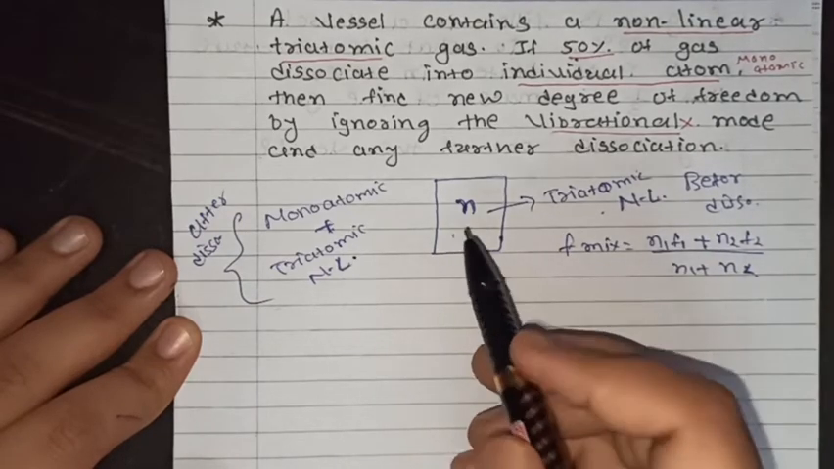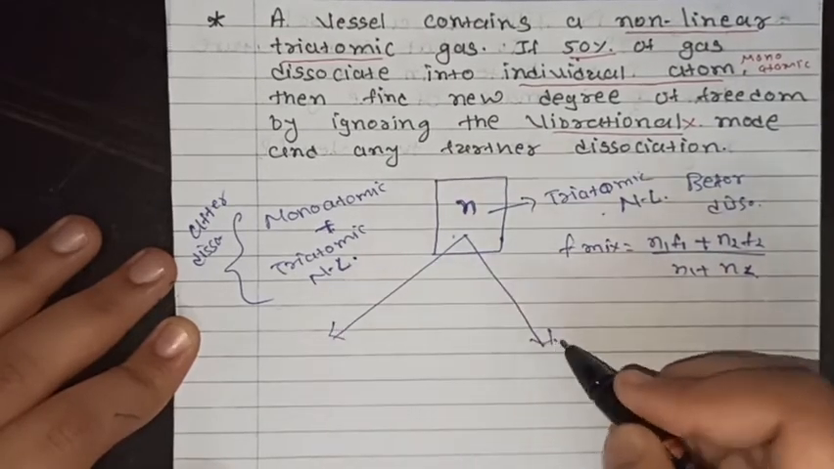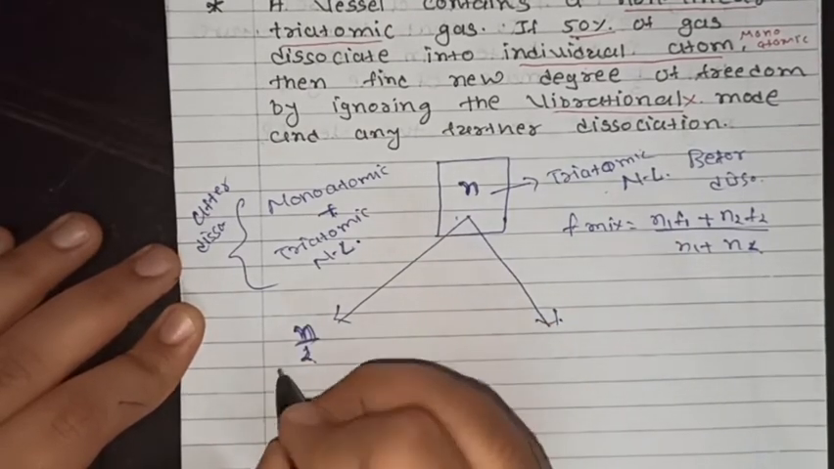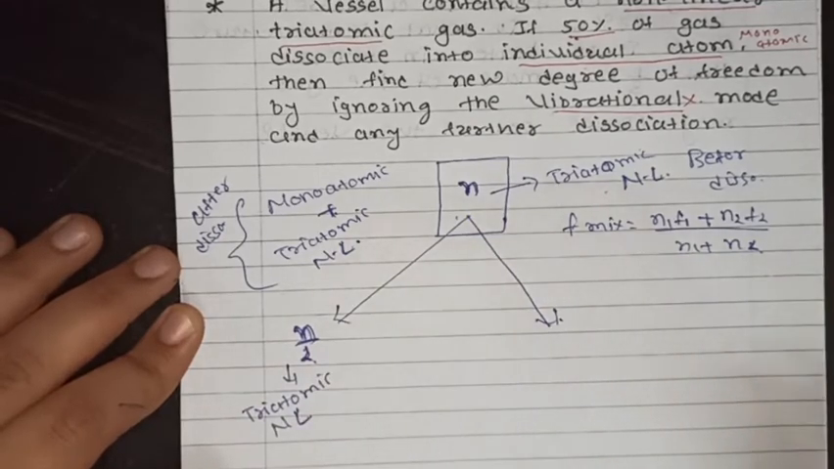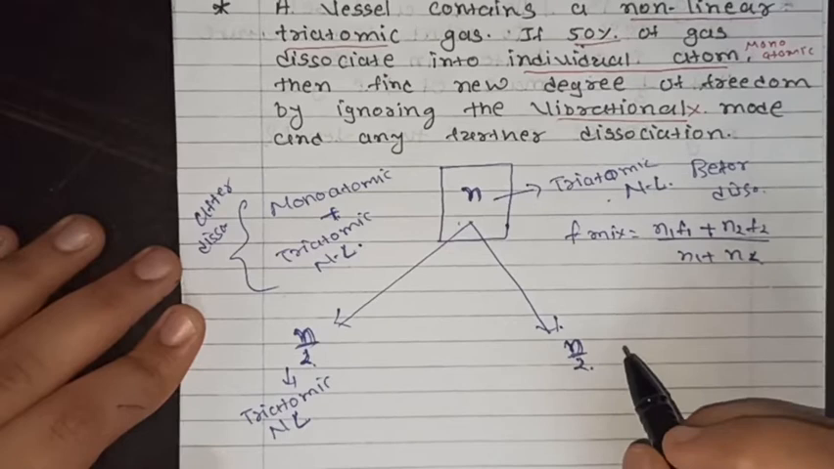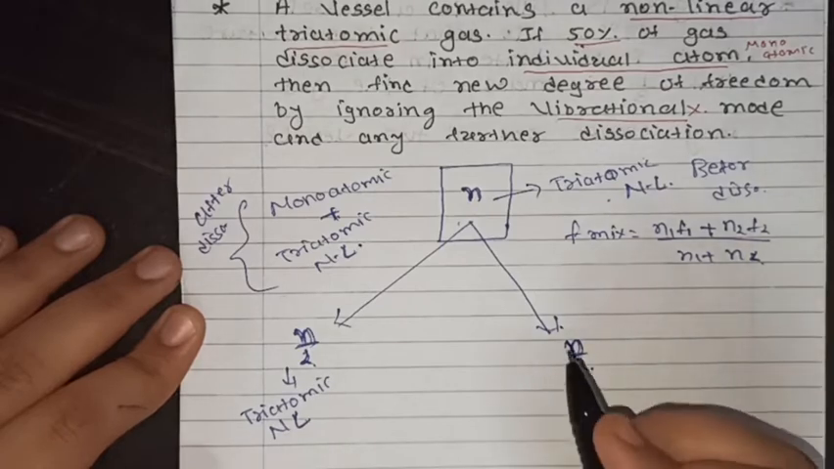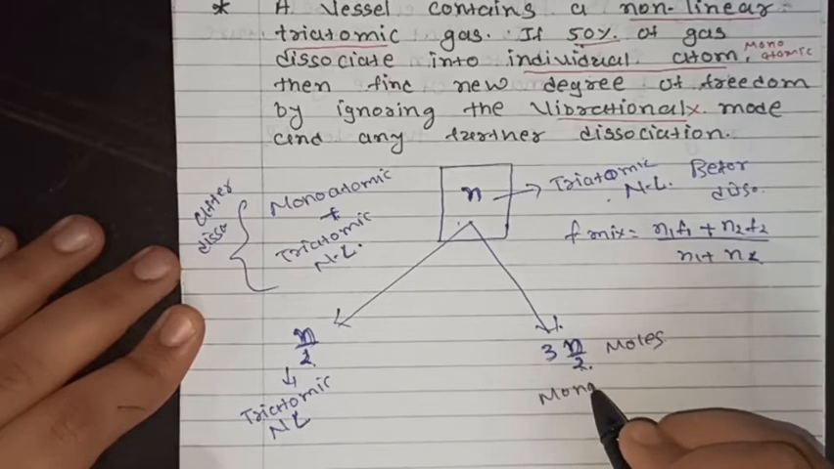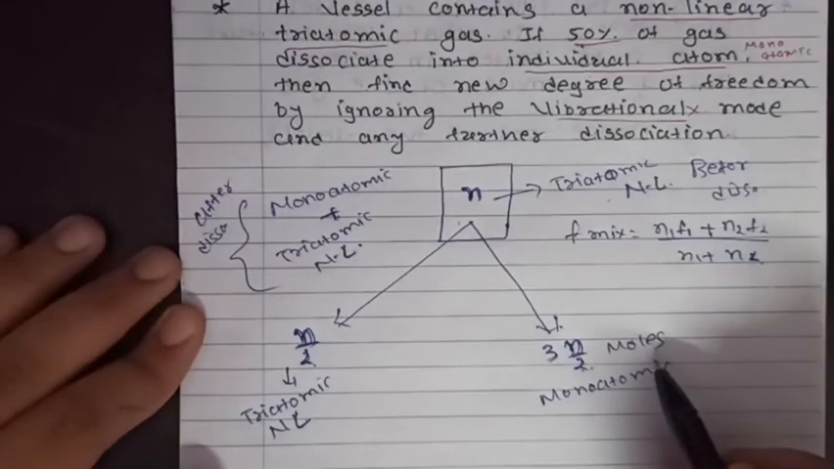Here this N moles, from this N moles 50% are dissociated in monoatomic. So N by 2 moles will be triatomic non-linear, and N by 2 of triatomic, but now they have converted into single atom. So single atom will behave as a mole. So there will be 3N by 2 moles of monoatomic, because for monoatomic gas single atom is single mole.